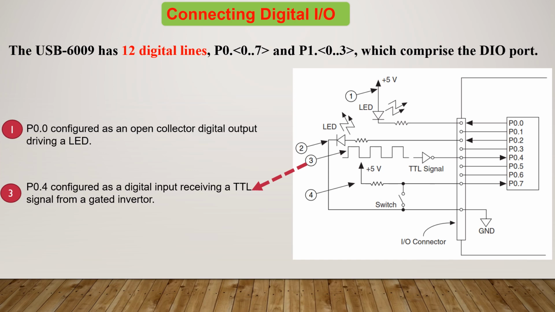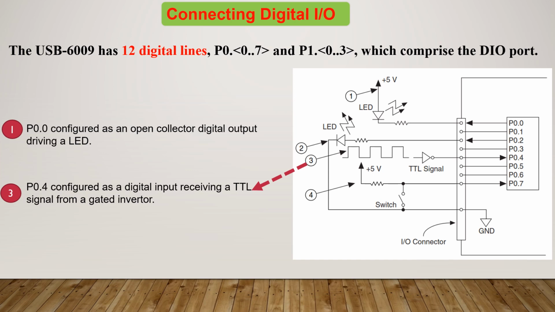How can we connect digital input and output to the data acquisition system? The USB data acquisition system has 12 digital lines. Port 0 includes lines 0 to 7, and port number 1 includes lines 0 to 3. In this figure, as you can see, P0.0 is configured as an open collector digital output driving an LED, and line P0.4 is configured as a digital input receiving a TTL signal from a gate inverter.